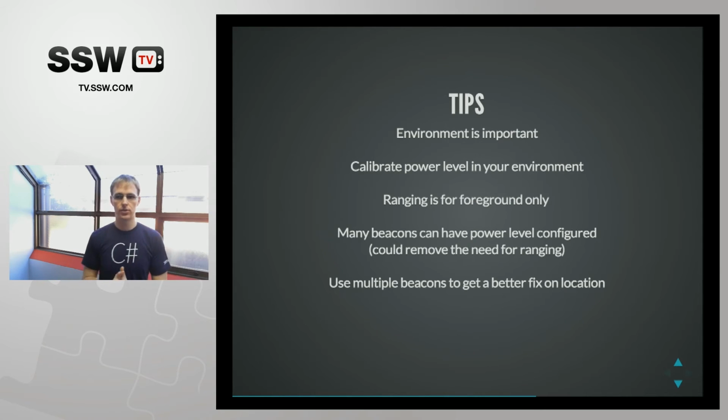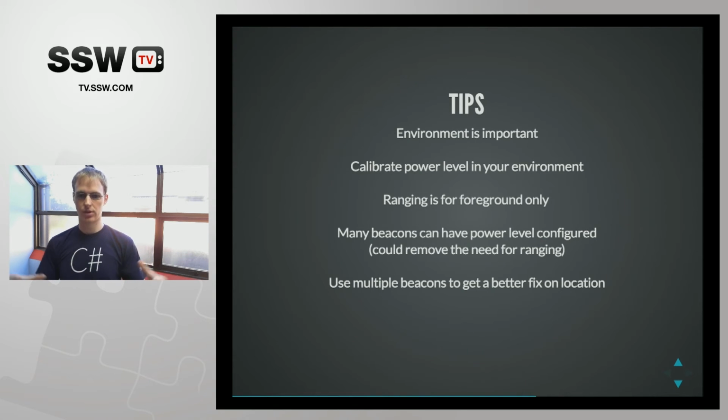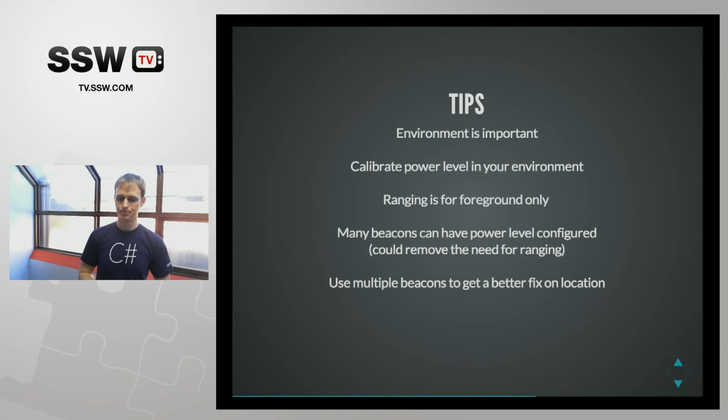One way to get around this that some people are doing is you turn the power level right down on your beacons so that it only goes as far as you're trying to get when you monitor. So then that might remove the need for ranging. And you can use multiple beacons around the place to try and get a better fix. So wait till you get 3 signals and then you know a triangulation of where you are.